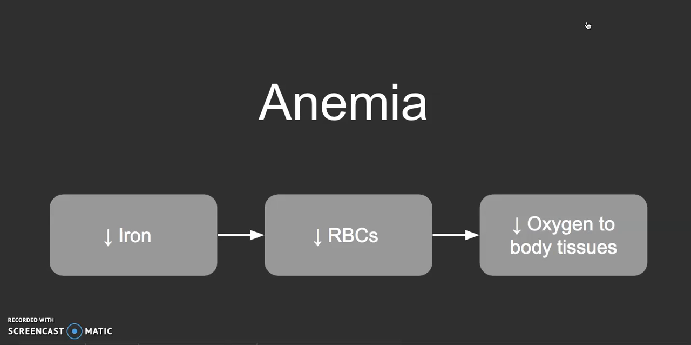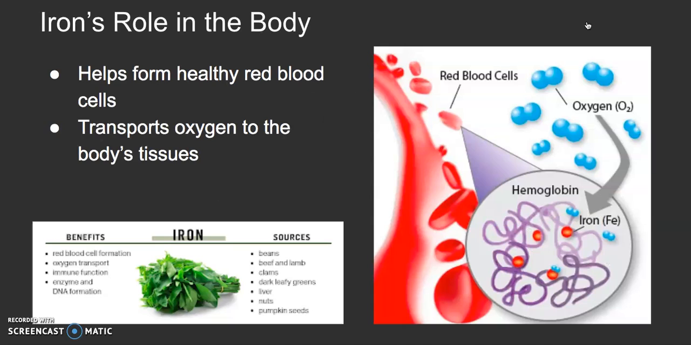The next disease that we're going to talk about is anemia, which is caused by either low ingestion or low absorption of iron. Iron is what allows our red blood cells to carry oxygen to all of the tissues in our body. And so, if we don't have iron, we don't have red blood cells, we don't have oxygen to all of our body tissues, which, as you can imagine, leads to a lot of issues.